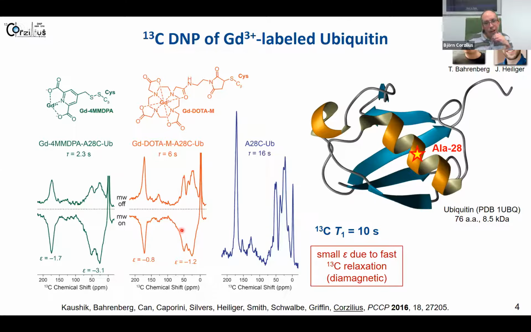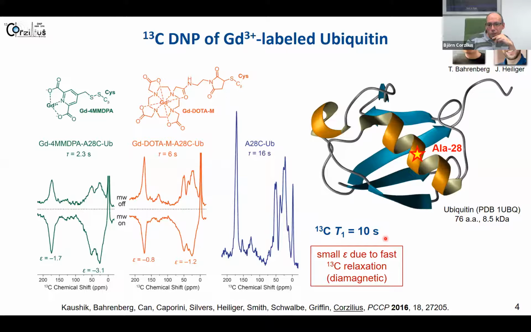However, the actual enhancement we got was quite small. So I think -3 was the maximum we got. So it's negative because we are operating on the negative solid effect DNP condition, just because we cannot sweep far enough to hit the positive one, but this is fine for us. We still get the same information out.